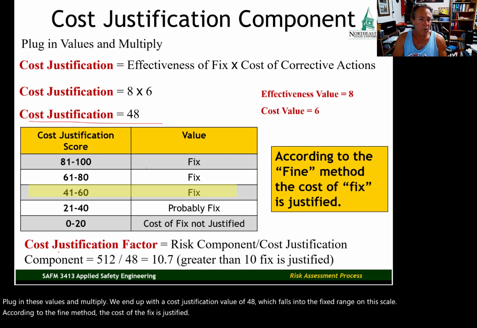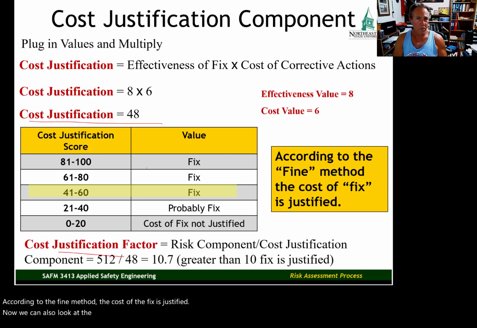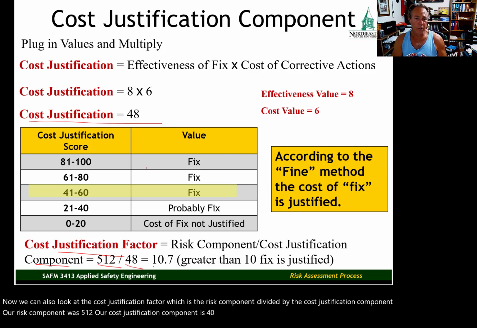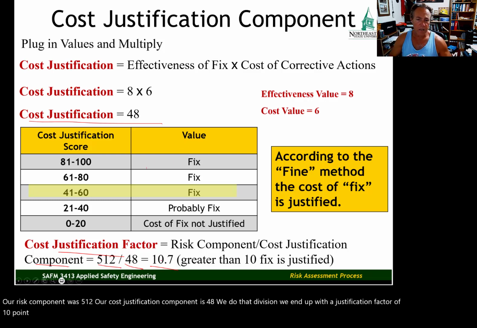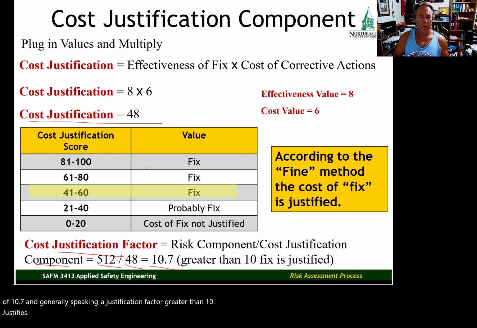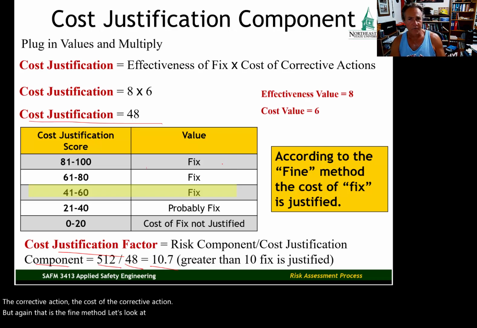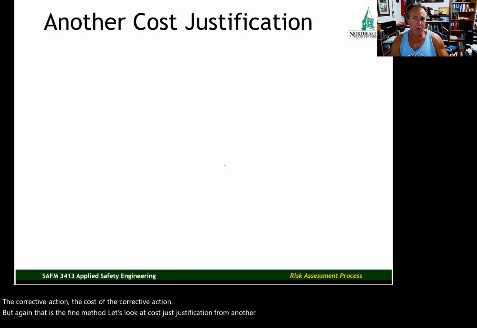Now, we can also look at the justification factor, which is the risk component divided by the cost justification component. Our risk component was 512. Our cost justification component is 48. We do that division, we end up with a justification factor of 10.7. And generally speaking, a justification factor greater than 10 justifies the corrective action, the cost of the corrective action. But again, that is the Fine method. Let's look at cost justification from another angle, without using the Fine method.